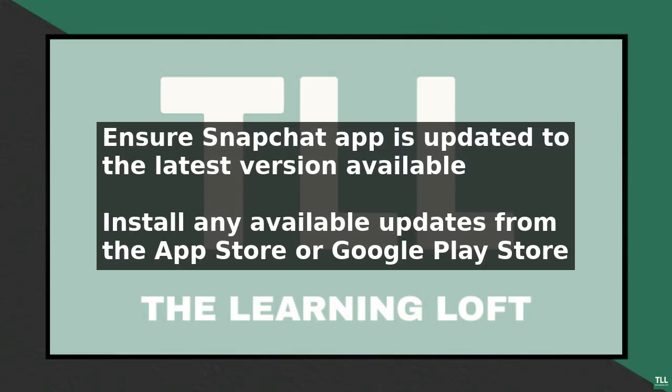To fix Snapchat messages not showing, follow these steps. First, ensure your Snapchat app is updated to the latest version. Open the App Store or Google Play Store, search for Snapchat, and install any available updates.